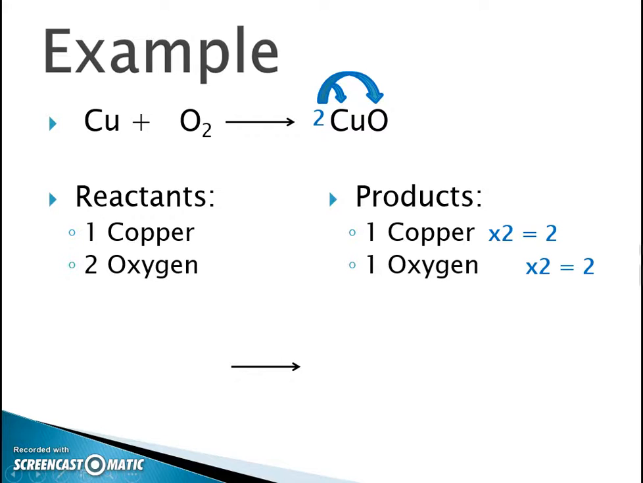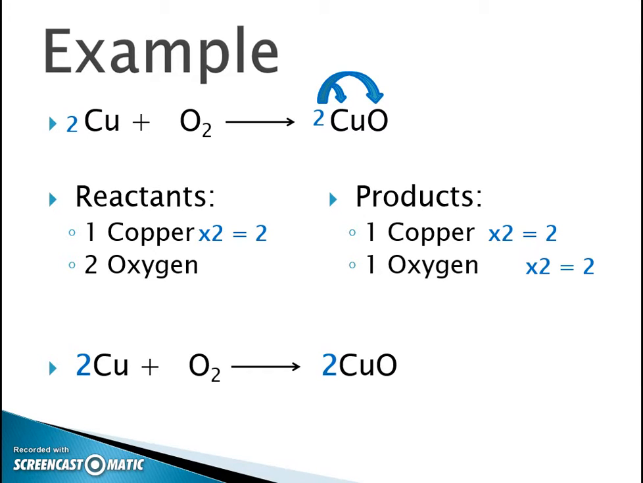So now we need to take a look at our copper. How do we multiply 1 copper on the reactant side to get 2 copper on the product side? Well, 1 times 2 equals 2. And again, our multiplier is what goes in front as our coefficient. So now we have 2 copper on the reactant, 2 copper in the product, 2 oxygen in the reactant, and 2 oxygen in the product. Now it's equal on both sides. So our final formula is 2Cu plus O2 yields 2CuO.